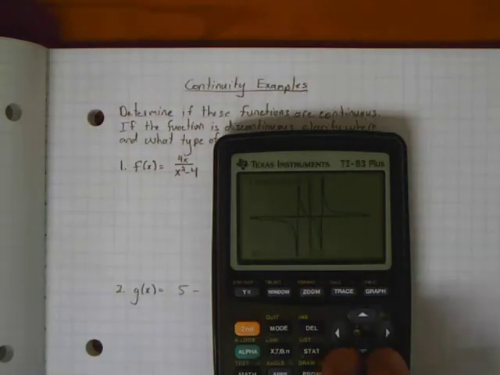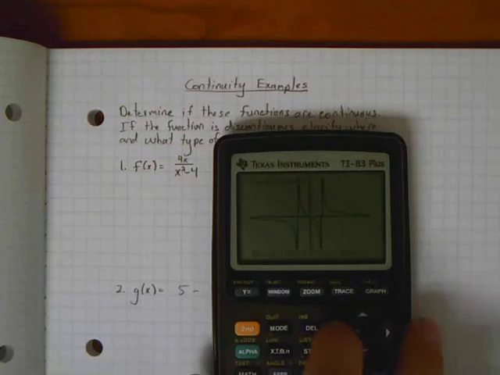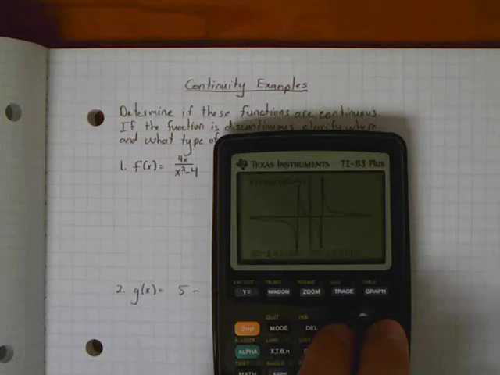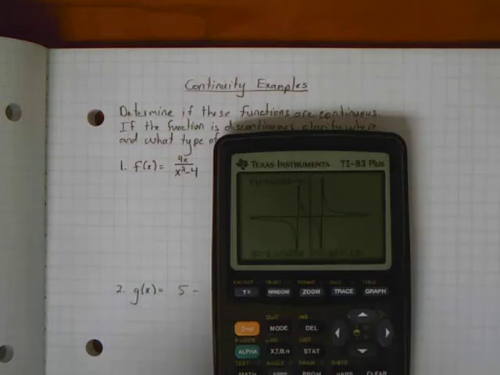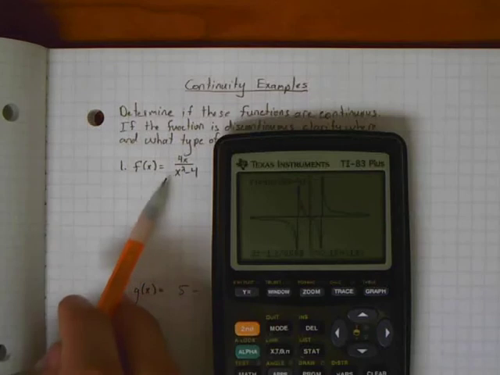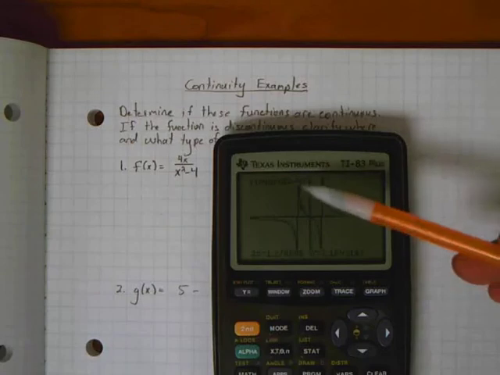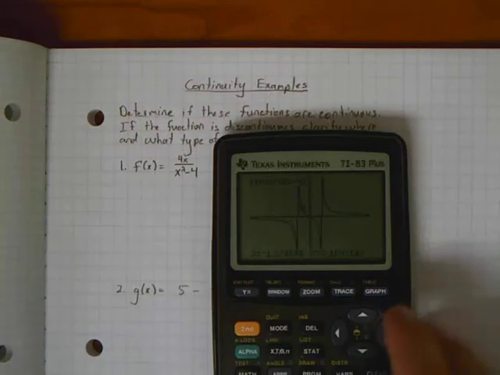Now if you want to figure out where, you can hit your trace value, follow it over until you can figure out about where it happens. So it happens somewhere between negative 1.9 and negative 2.1 because it pops from positive 22 over to negative 16. And you can actually tell by looking at your function that if you put negative 2 into the function, it'll give you 0 in the denominator, which means that it's going to be this asymptote right there. And then the same thing with the other side.